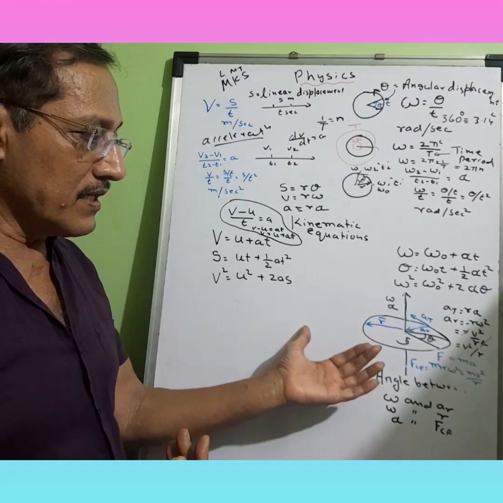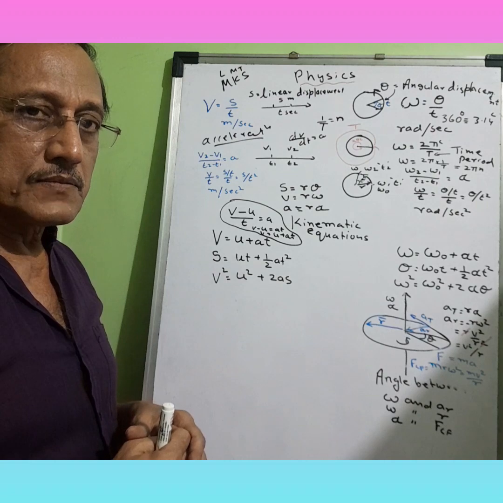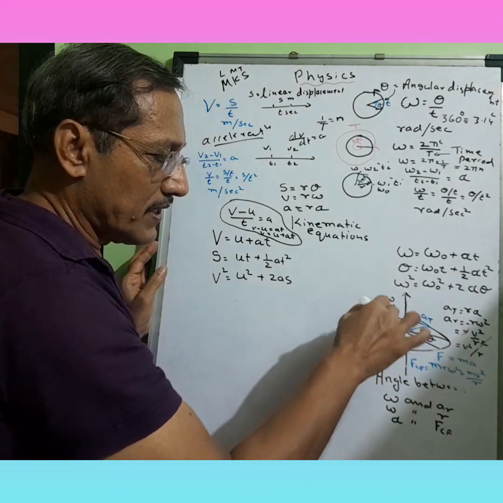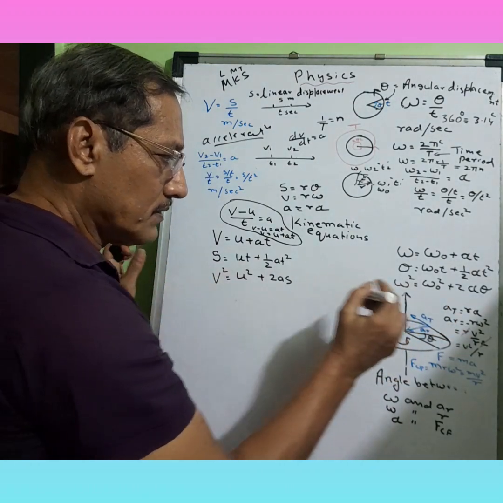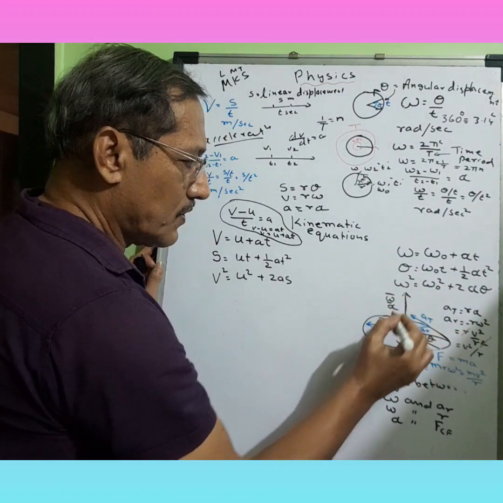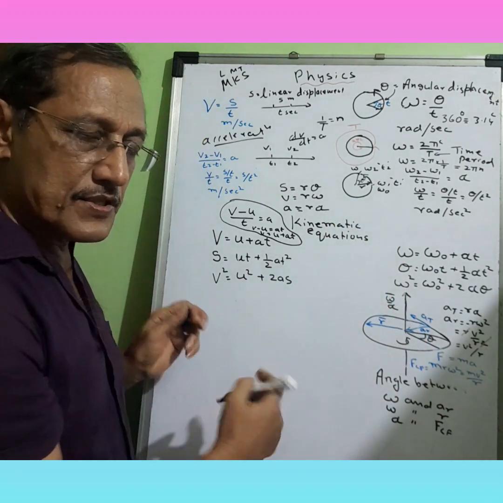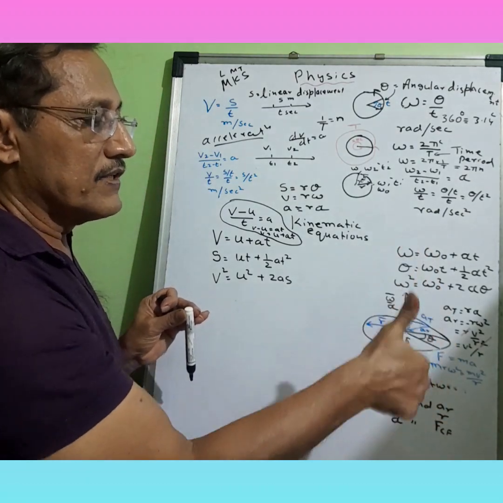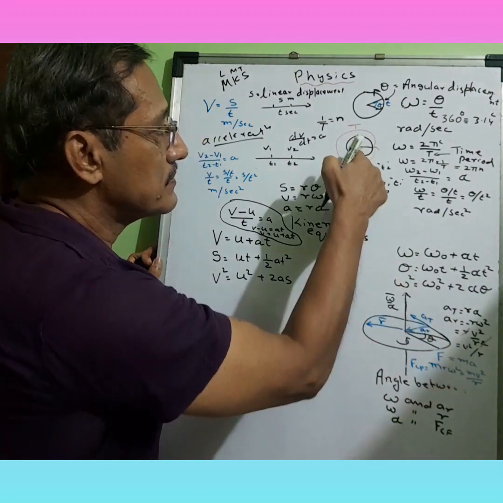Let's try and understand a bit of circular motion in depth. Suppose this is moving this way, obviously anti-clockwise. Then these are all vectors. The direction of alpha and omega is always upwards. Anti-clockwise, it's always upwards. This is the angle covered, theta.